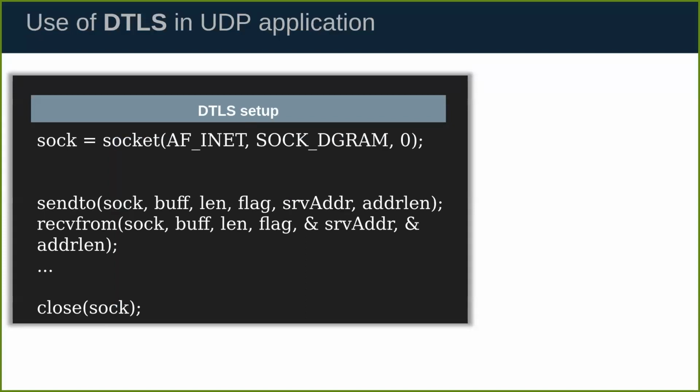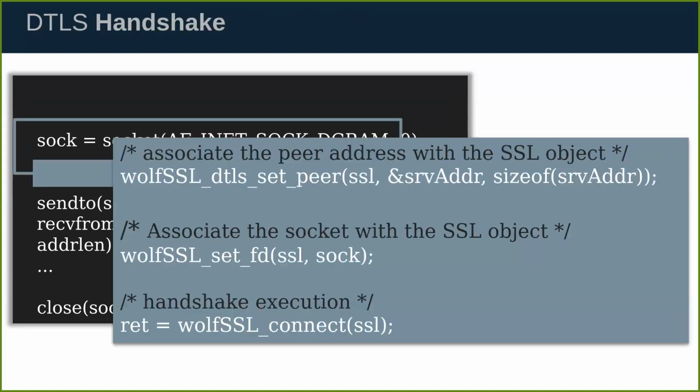So once that's done, we then have to associate the SSL object with the peer that we want to send and receive from. We also have to associate the socket. So we have to set the file descriptor of the socket. And then we execute the handshake using wolfSSL connect.